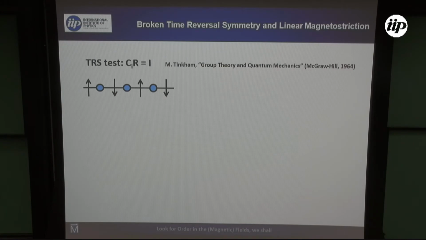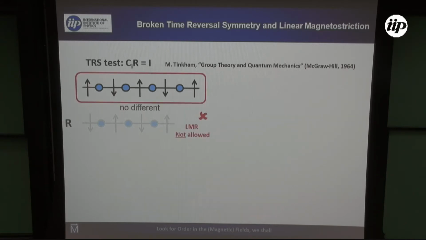This is, again, part of a colloquium I gave recently, so I apologize for the simplicity, but maybe this will be useful for some of the younger members of this audience. The time reversal symmetry test can be done graphically here, following thinking by Tinkham. If you take an antiferromagnet and apply the time reversal operator to this compound, and then a lattice symmetry element of the material, and you recover the same lattice, then the time reversal symmetry is not broken. And in this case, linear magnetostriction, they actually have a mistake there, it's not linear magnetoresistance, linear magnetostriction is not allowed.